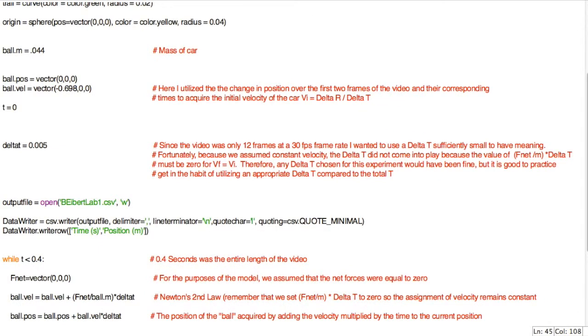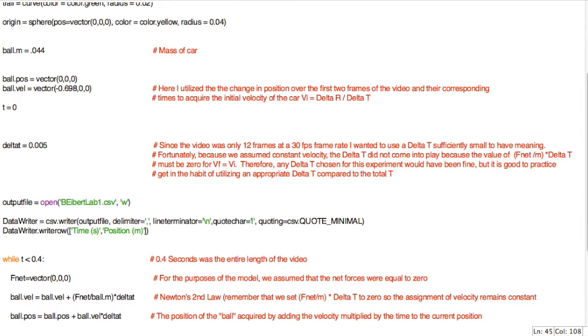You'll see that the mass of the ball is entered in at 0.044 kilograms, our scientific units. The initial position of the ball is going to be at a vector of 0, 0, 0. We also utilized the change in position, as I stated before, the first 2 frames of the video and the corresponding times to get the initial velocity of the ball, or in this case the car. Vi equals delta r over delta t. You also notice that the delta t is 0.005 seconds.